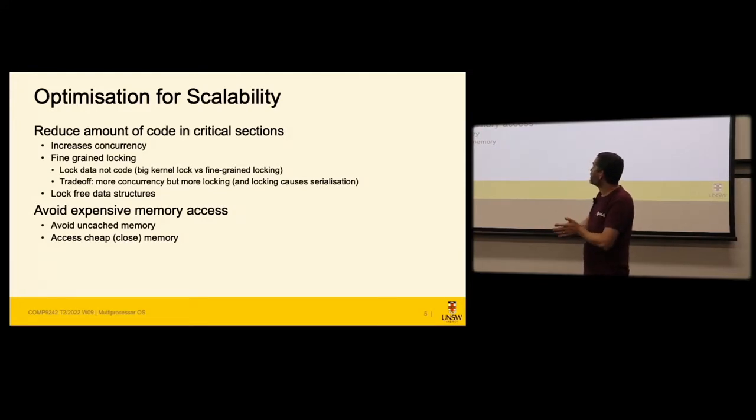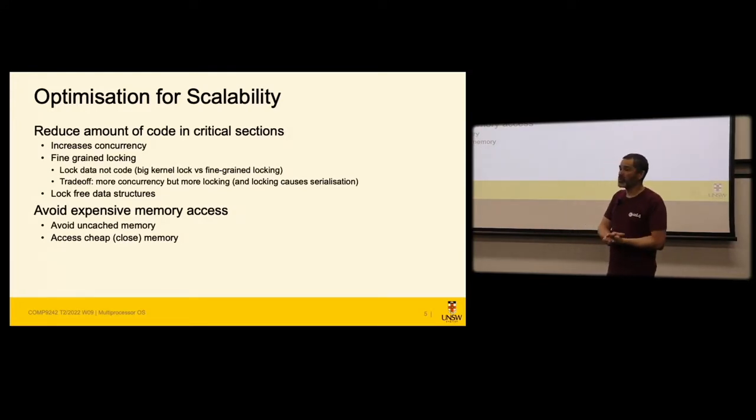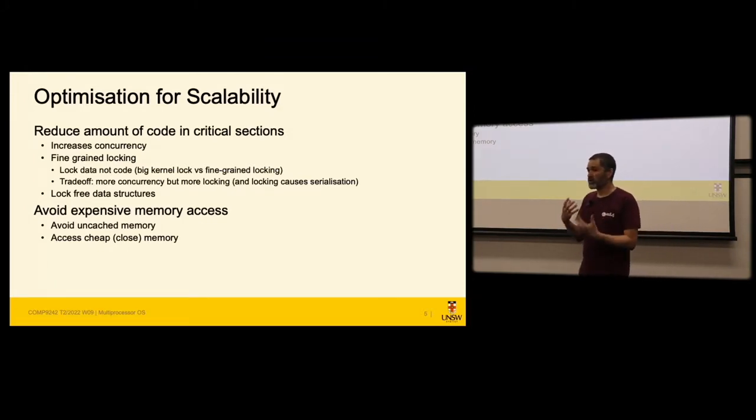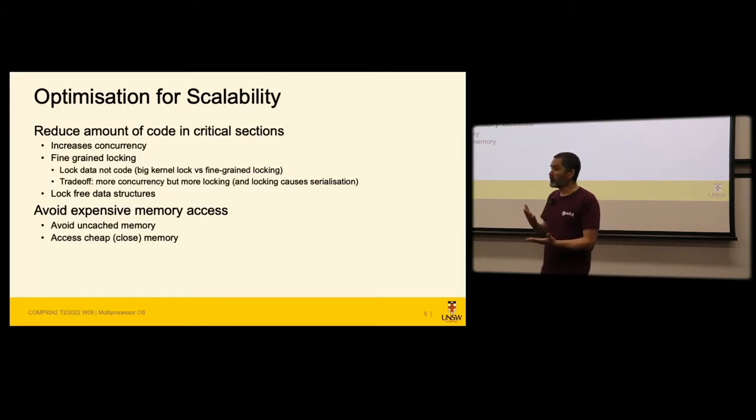First, what we can do is reduce the amount of code in critical sections. So make sure our critical sections are small. That'll increase concurrency. That'll reduce the serialization, right? Because critical sections are inherently serial. You can only have one running at a time. So we want to reduce the amount of code in that. That leads to doing fine-grained locking.